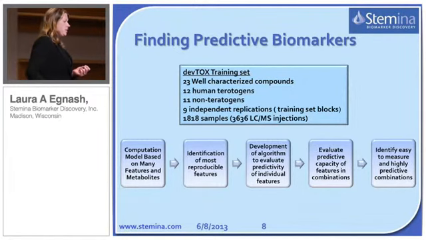So we started, again, with our computation-based model, which looks at those many features of metabolites. We needed to determine what's most reproducible, and to do that, we developed an algorithm to evaluate the predictivity of all those individual features, and then looked at how predictive those features were in combinations. And at the end, we identified the most easy to measure and highly predictive combinations. This was a lot of work, but well worth it.